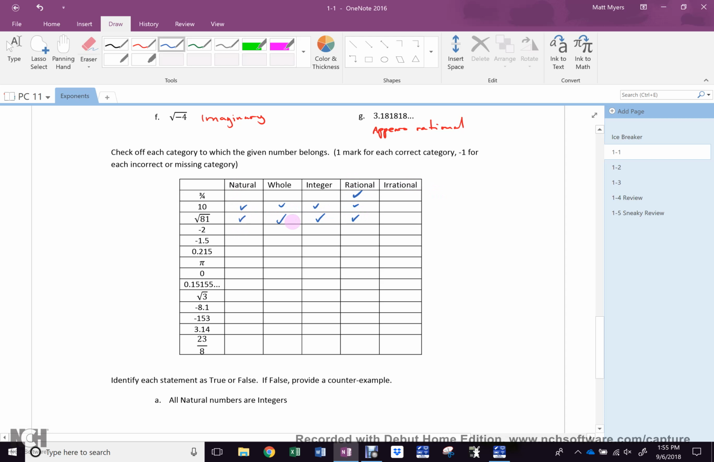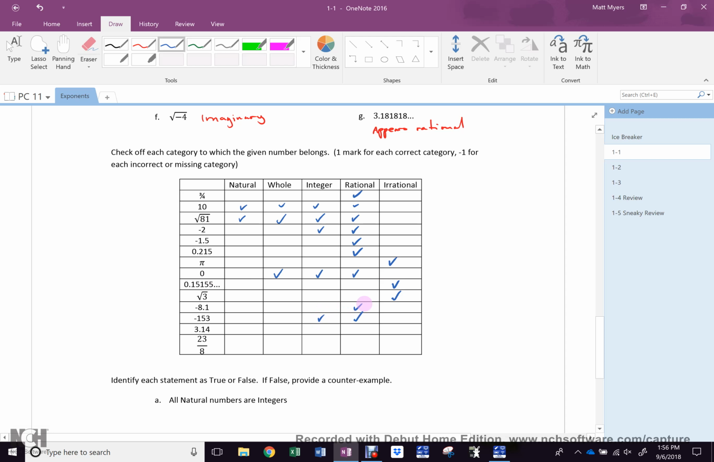What about -2? Integer and rational. What about -1.5? Just rational. Nice. What about 0.215? Just rational. What about pi? Irrational. What about 0? Whole, integer, rational. 0.15155. Irrational. 0.15155 doesn't repeat. Square root of 3. Irrational. -8.1. Rational. -153.